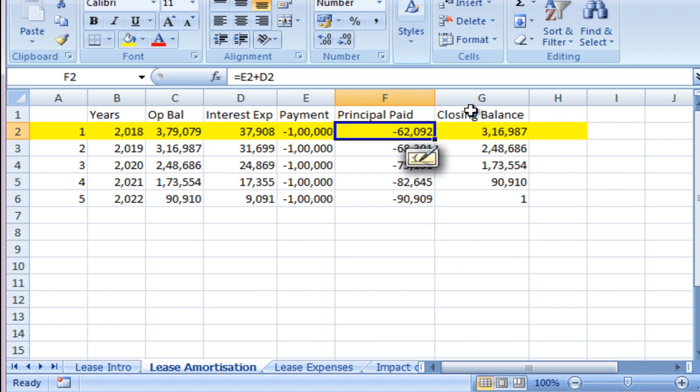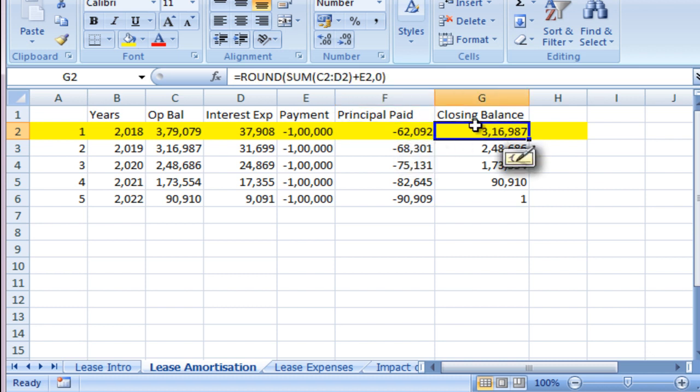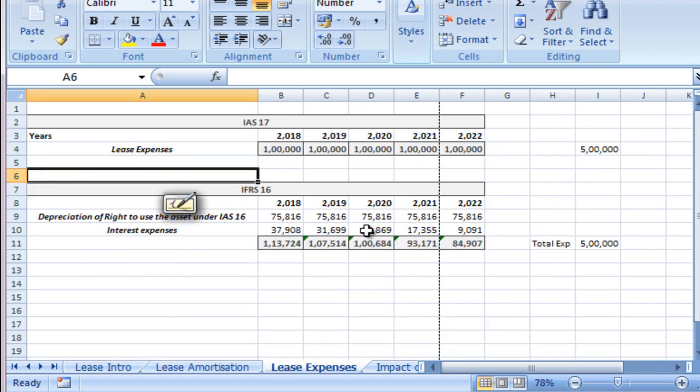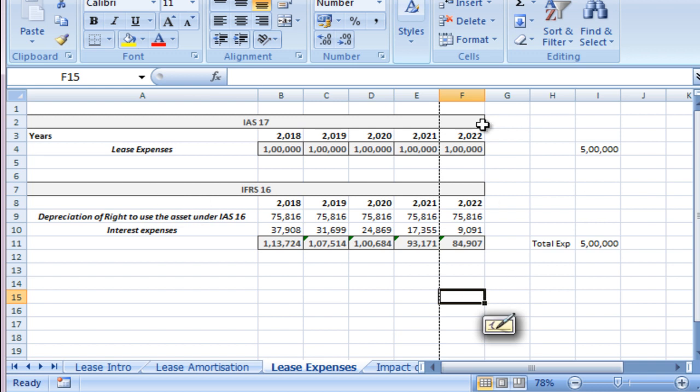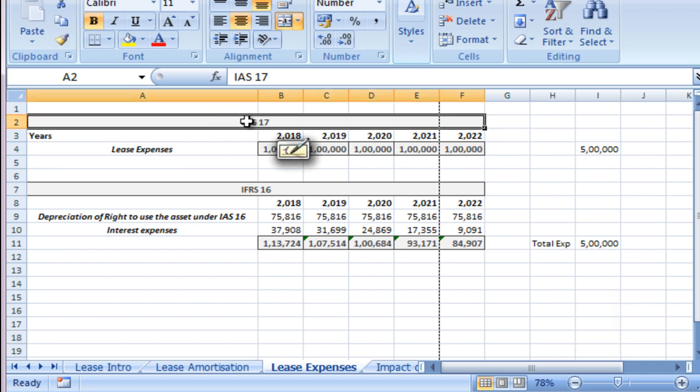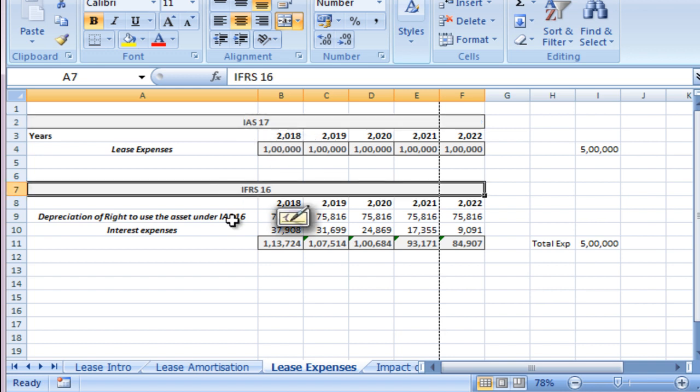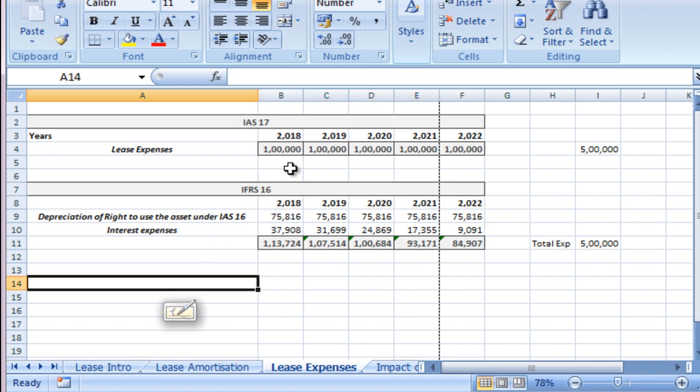Now let's think about the lease expenses. This is the most crucial part that we are discussing. This is basically a time series that I prepared, showing the expenses that we need to recognize over the course of the lease, under IAS 17, which is the current regime, and under IFRS 16. So this sheet will give you an idea about what lease expenses we recognize under the current regime and will recognize under IFRS 16 implementation.